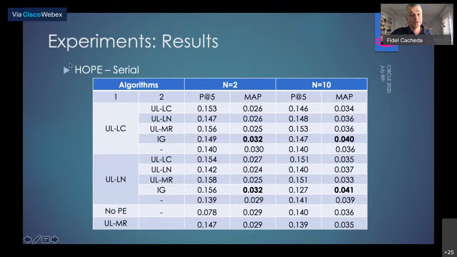So this is the high order profile expansion, the serial combination. This would be algorithm number 1, and here you have algorithm number 2, and this is the second table. It's not very easy to see on the slides. It's far easier to check it on the paper.